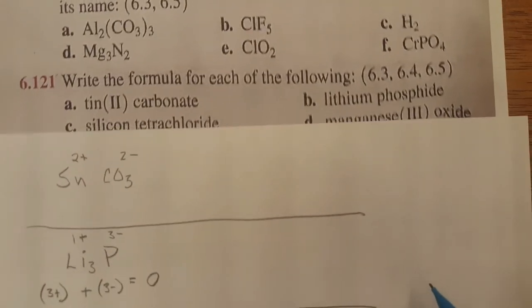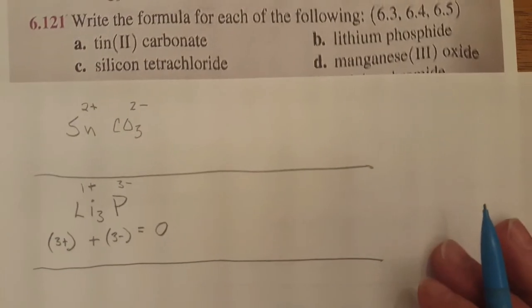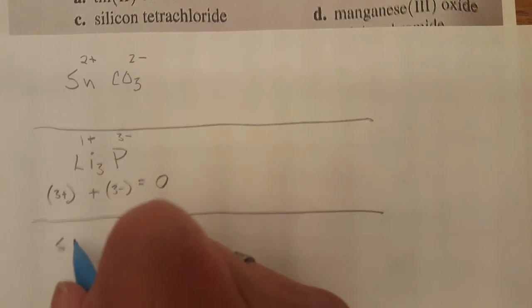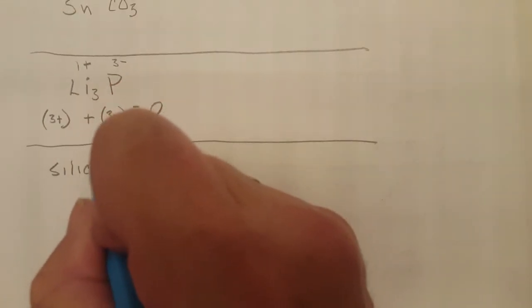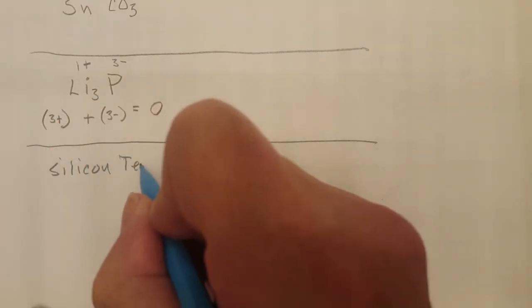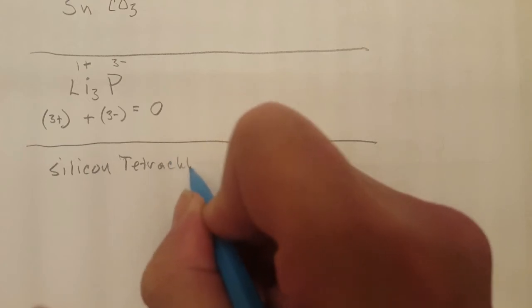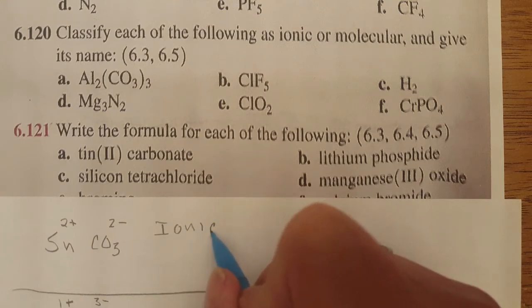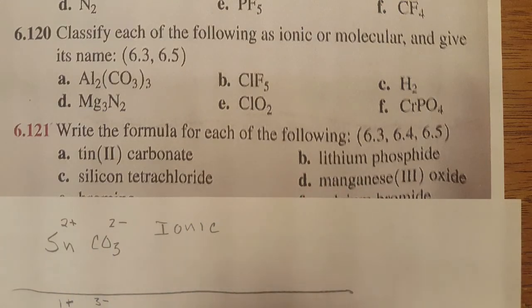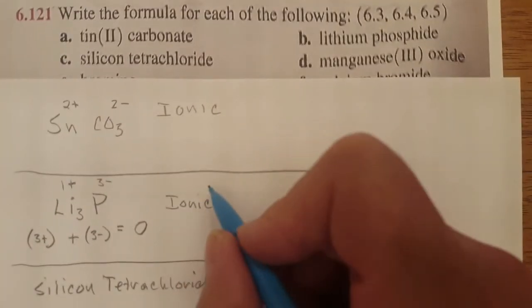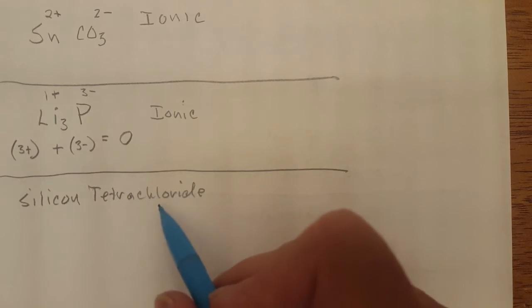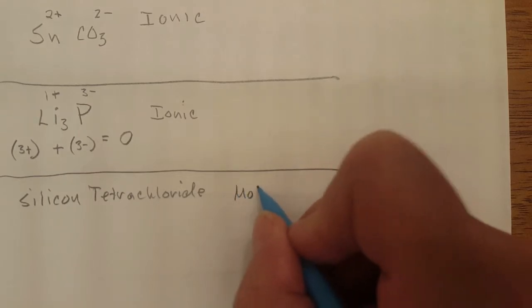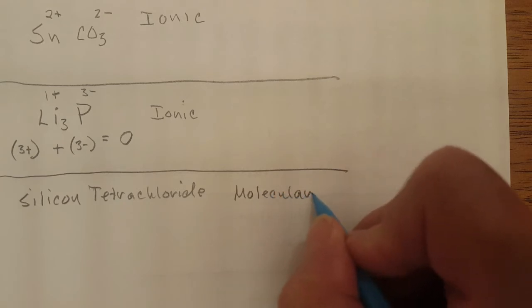Let's do silicon tetrachloride. Oh, first of all, I want to say that this is ionic. The tin carbonate is ionic because it has a metal, and the lithium phosphide is ionic because it also has a metal. But silicon tetrachloride is molecular because there's no metal.